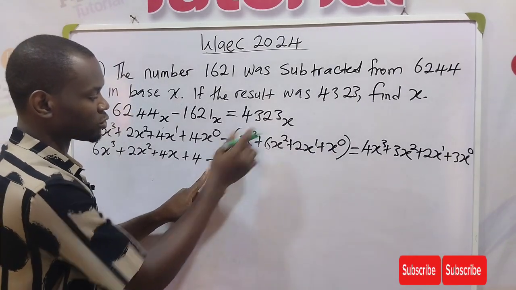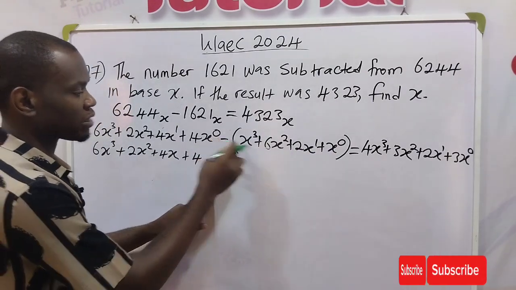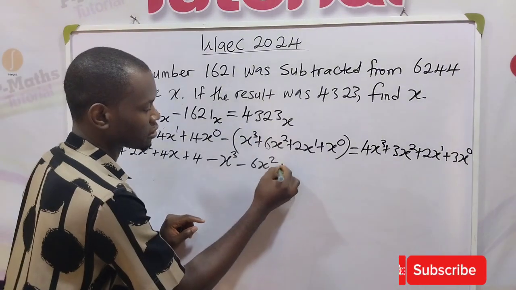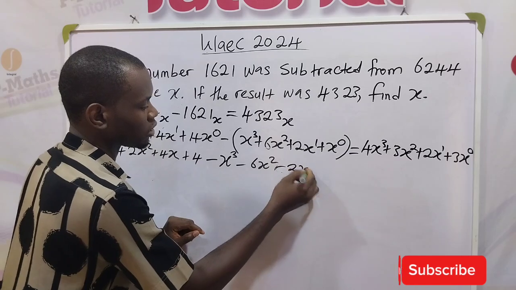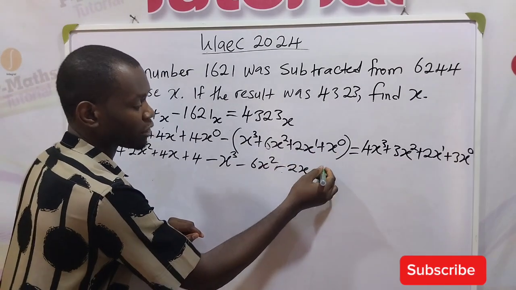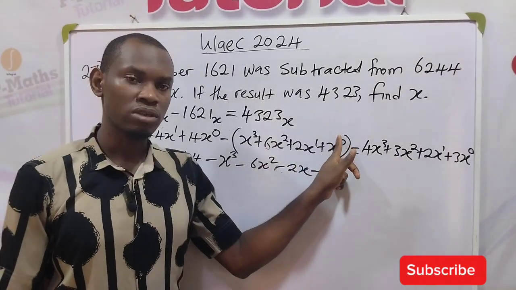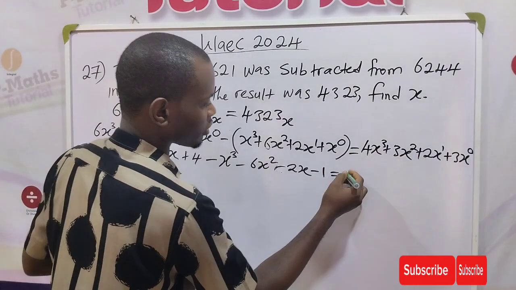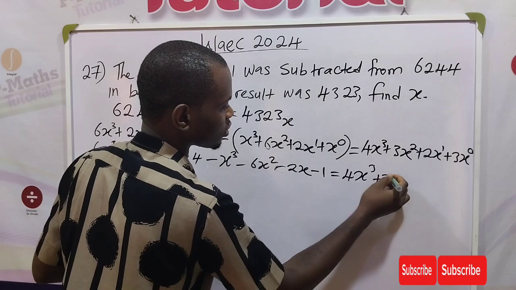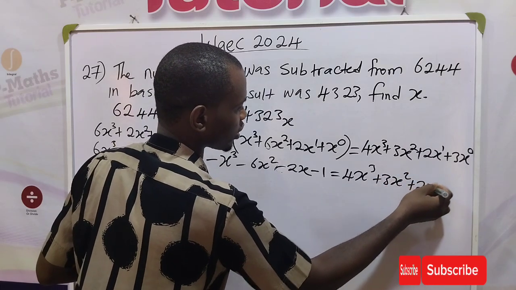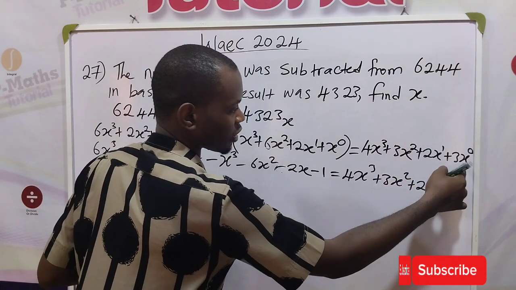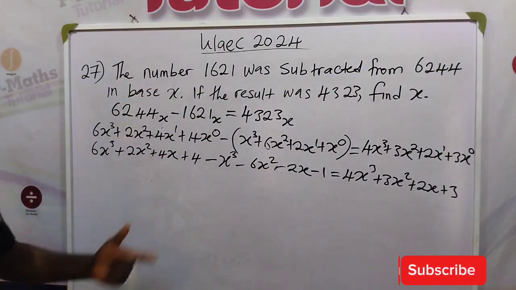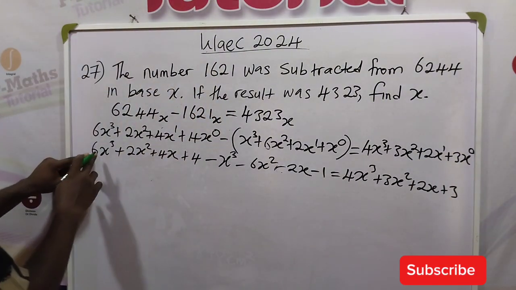Now minus times x cubed will give me minus x cubed. Minus times 6x squared, minus 6x squared. Minus times 2x, minus 2x. Minus times 1, minus 1, because x raised to power 0 is 1. Equals, bring down everything: 4x cubed plus 3x squared plus 2x plus 3. X raised to power 0 is 1. 1 times 3, 3.